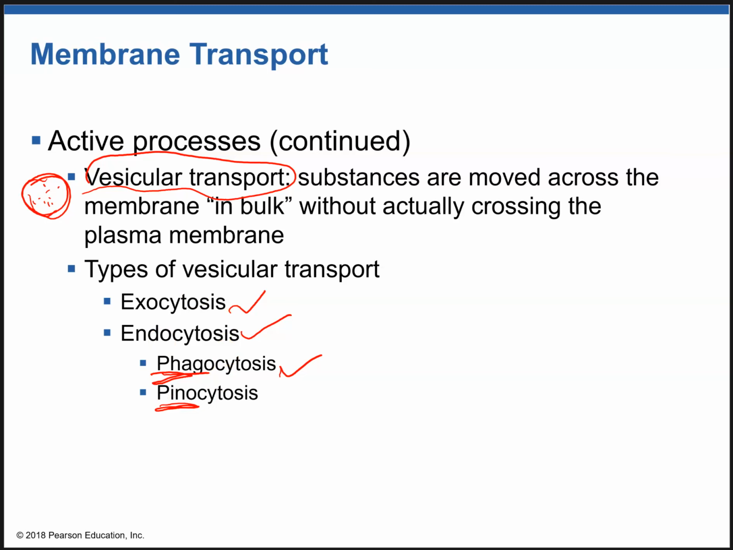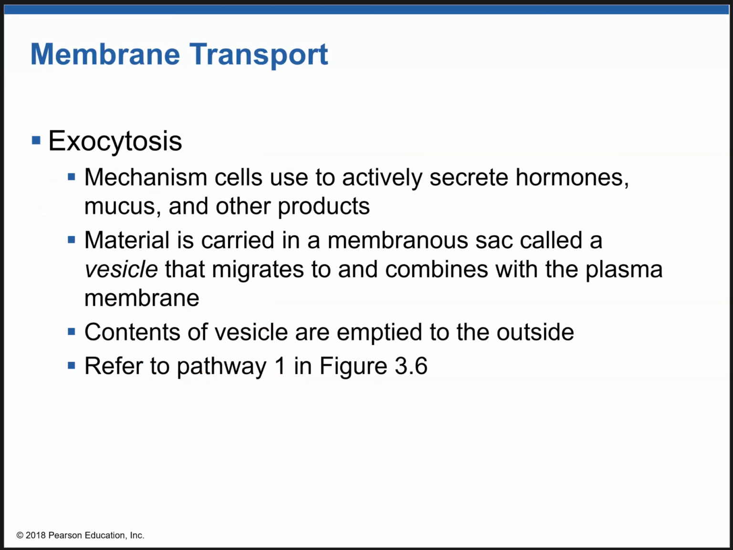So let's look at exocytosis first. Exocytosis is a mechanism when a cell uses energy to secrete hormones, mucus, and other products out of the cell. Substances are carried in a membranous sac. If you remember the earlier picture of membrane transport, there were smaller vesicles that pinch out of the Golgi apparatus and are carried towards the plasma membrane, and these contents are emptied out of the cell.